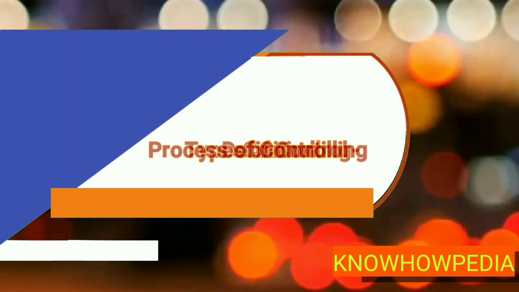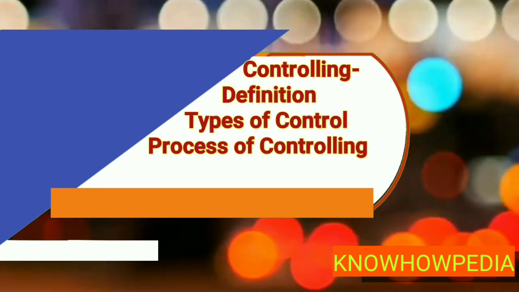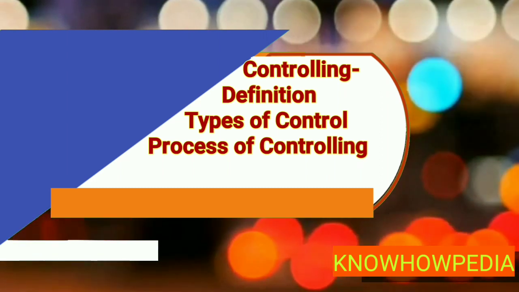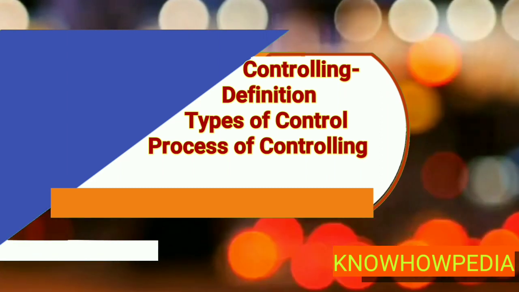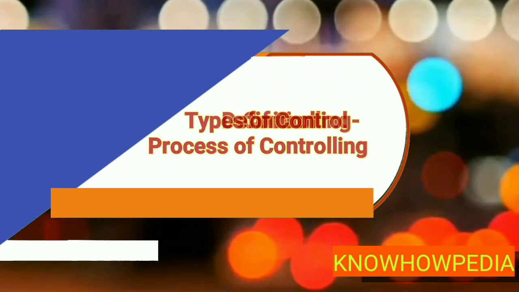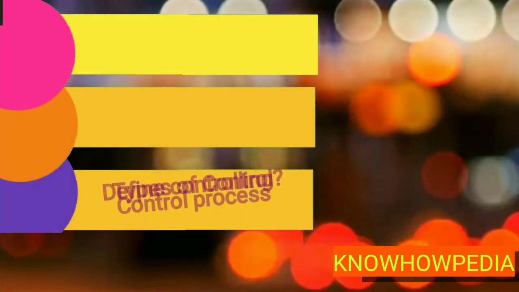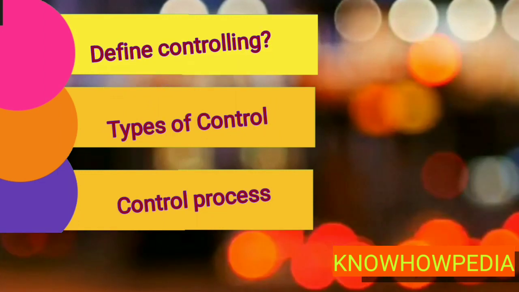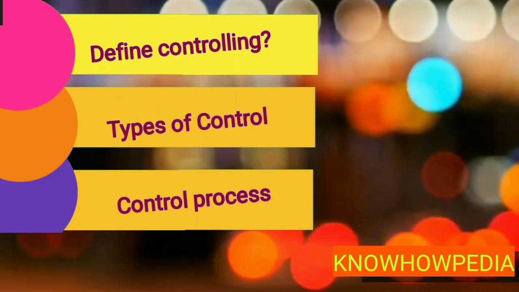So in today's topic, we're going to discuss the most important function of a manager called controlling. Controlling is one of the functions which is continuous, and we're going to do an in-depth study about controlling in this particular video. In this lesson, we're going to learn about controlling, the definition of control, types of control, the process of control, and finally we'll look at the frequencies of the control.